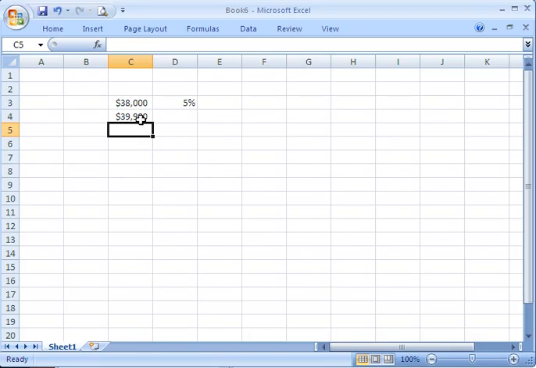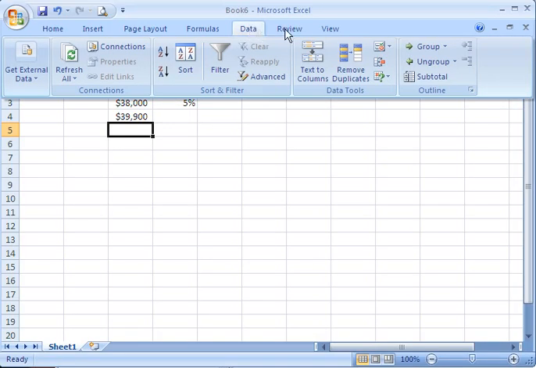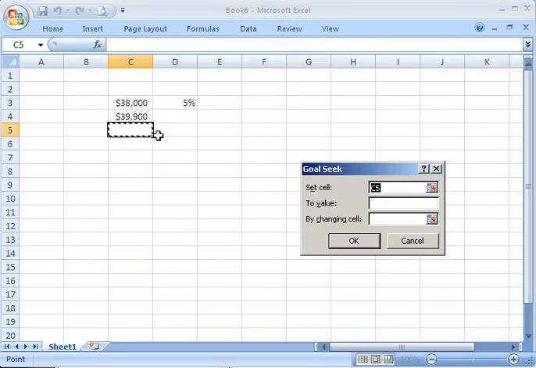Suppose, though, that my final salary, and this is the real number from the question, is $34,000. What would this percentage have to be to make this $34,000? Let's use goal seek. Data ribbon, what if, goal seek. Make this number be 34,000 by changing the percentage.